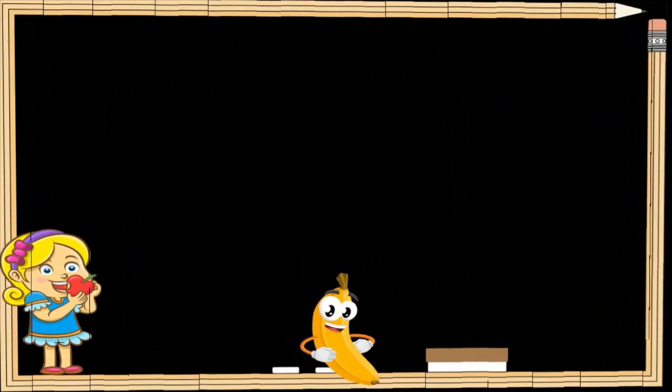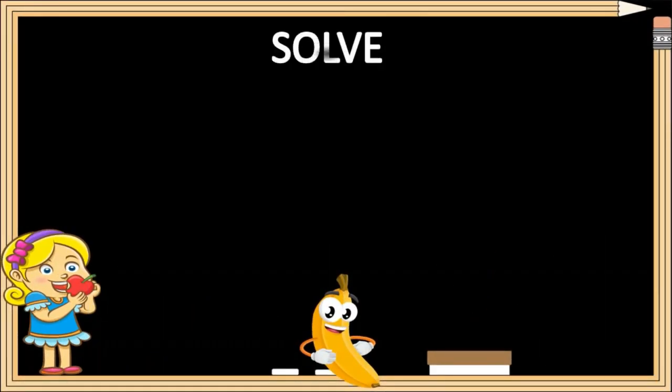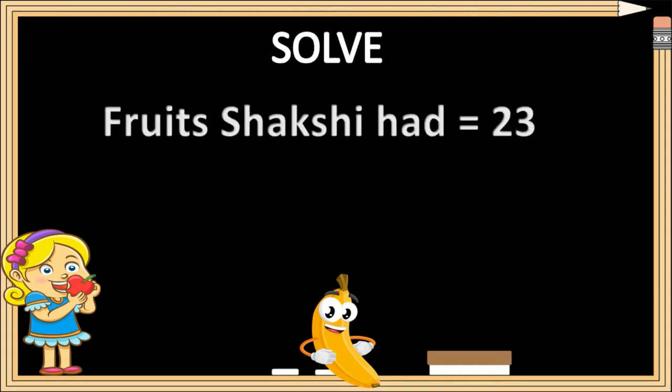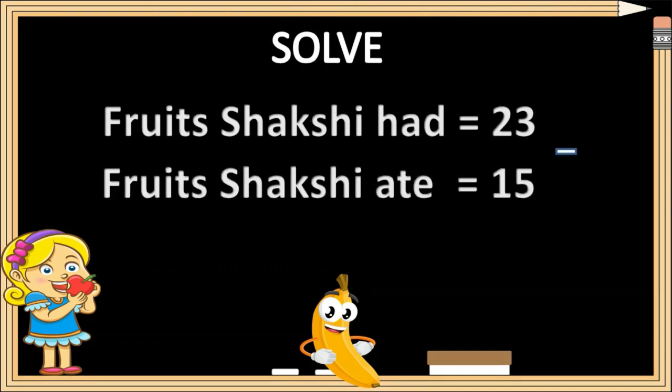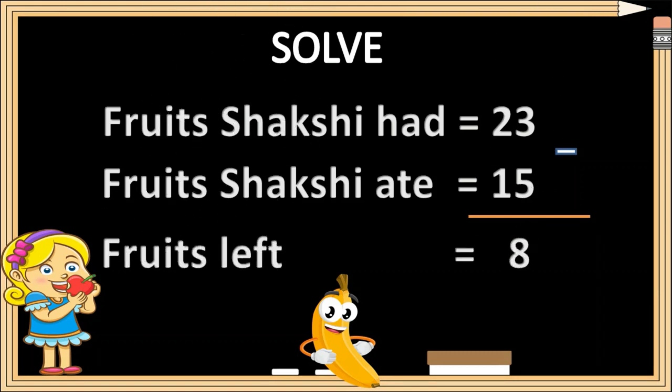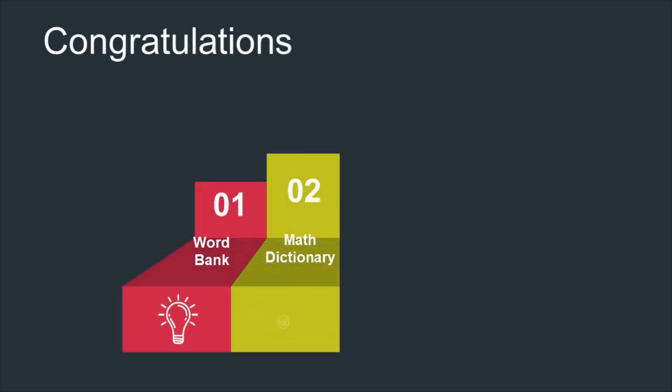Now it's time to perform the last step, solve the problem. If we have followed all the steps correctly, we should be able to find the correct answer to the question. That is, according to the number sentence, we need to subtract 15 from 23, which gives 8. So number of fruits left are 8. Congratulations, we have solved the problem correctly. So this is the cube strategy.